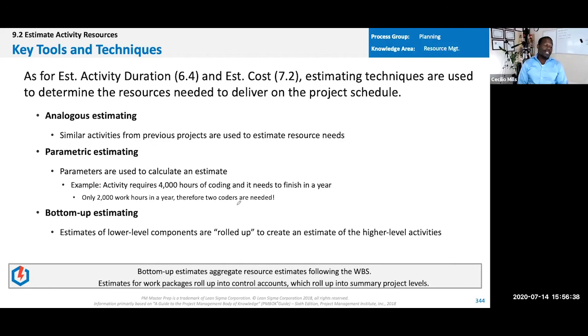And then the same types of estimating techniques. We can analogously estimate and say, hey, we had a project like this and it needed these types of resources, so this project will need these types of resources. Or, an activity requires 4,000 hours of coding and it needs to finish in a year. If there's only 2,000 work hours in a year, we're going to need 2 coders. And if we only have half a year, we're going to need 4, and so on and so forth. Bottom-up estimating is the most accurate, but takes the longest.